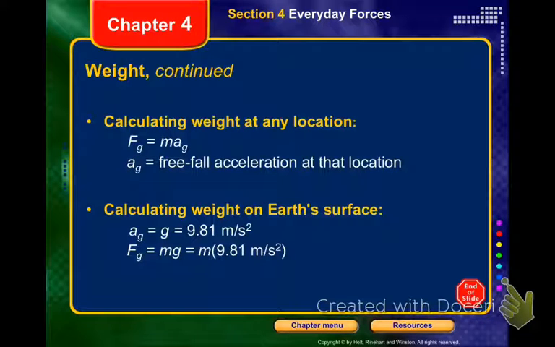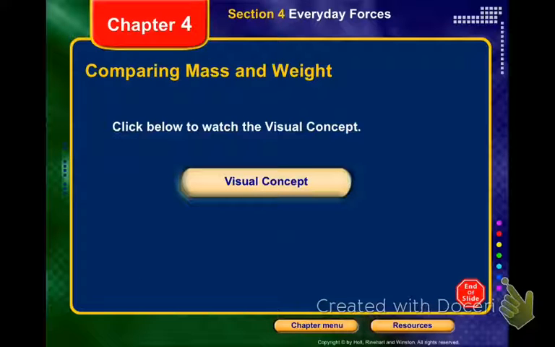This video is talking about comparing mass and weight. I don't really think we need to watch it. You tell me. It's going to talk about your weight on the moon. You've seen stuff like this already in chemistry.